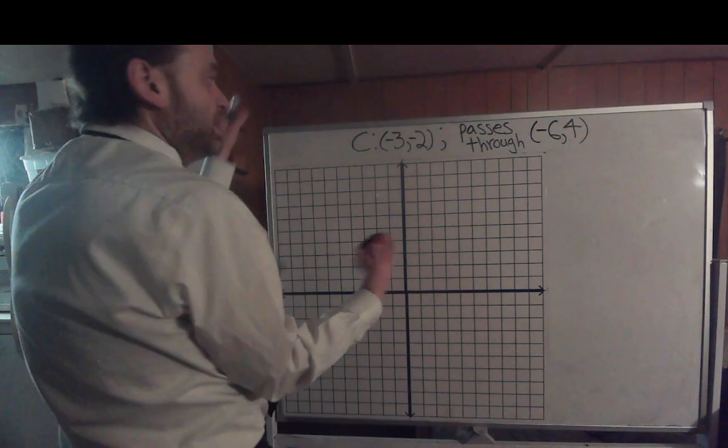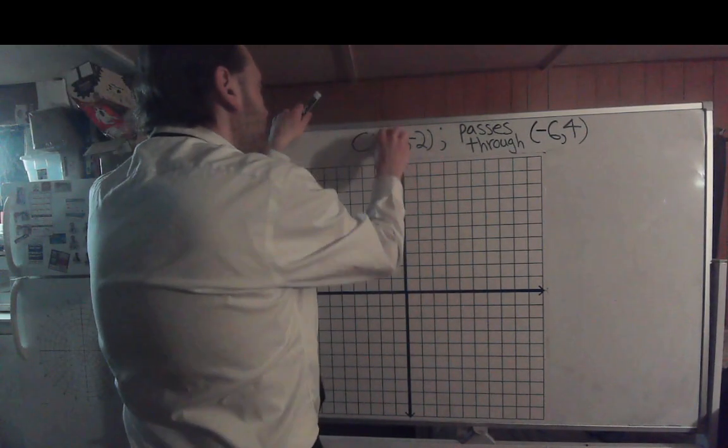So really, these aren't that bad. Just understand passing through means the point lies on the circle. It's on the edge of the circle. So you've got to find the distance from the center to that point. That'll give you your radius.